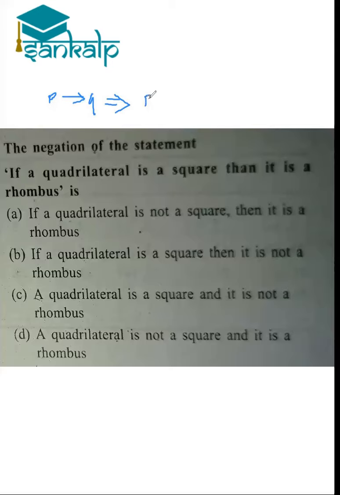P and negation of Q. So see, P and negation of Q. P as it is, a quadrilateral is a square, and negation of Q is the reverse of this, it is not a rhombus. So out of the given options, the answer C is the right option. A quadrilateral is a square and it is not a rhombus.